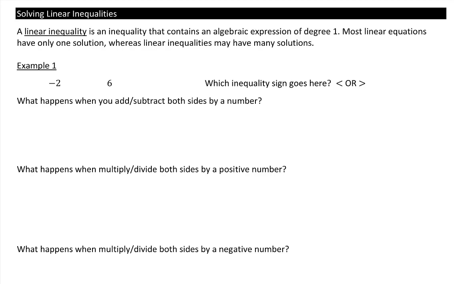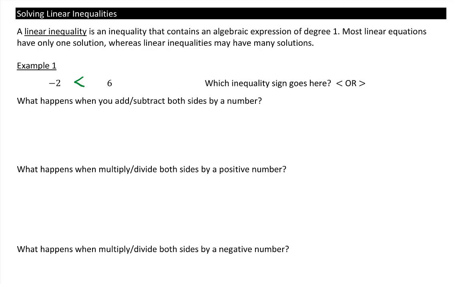In this first example, we're going to look at some rules for linear inequalities. So given the numbers -2 and 6, which inequality sign goes here? Less than or greater than? So we see that -2 is less than 6.